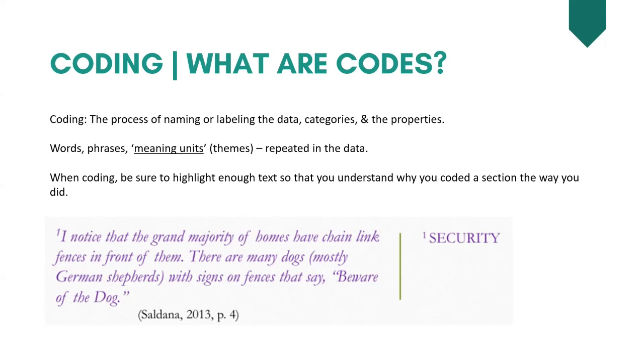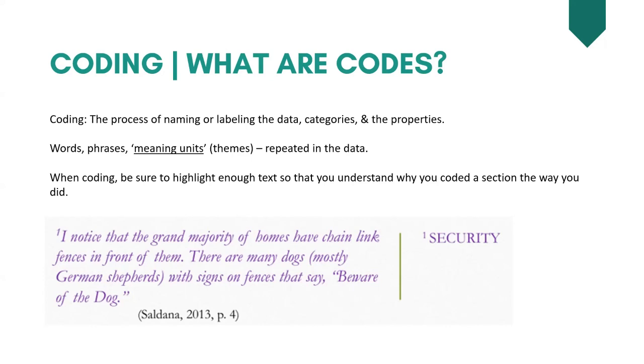Now, this one's an example. I picked it out of a book. Am I happy with it? Not really, but it kind of works because this is a meaning unit. I noticed that the grand majority of homes have chain link fences in front of them. There are many dogs, mostly German Shepherds, with signs on fences that say, "Beware of the dog." And the theme is security. The code is security because they're talking about the fact that in this area, security is important. The sub theme, maybe we go a bit more detailed, is security through dogs or animal-based security. But this is a code.